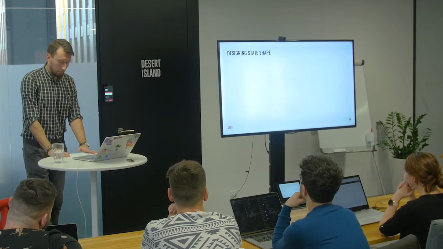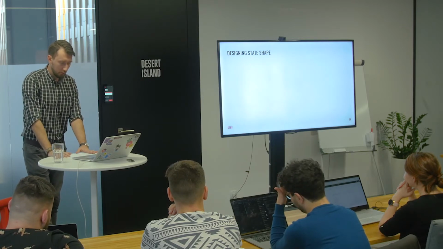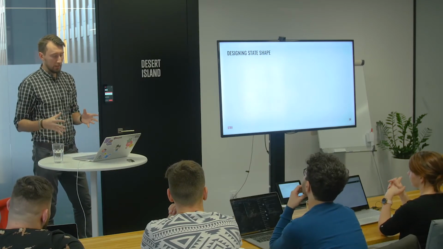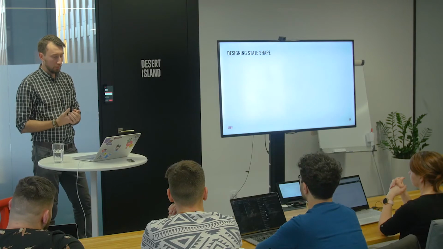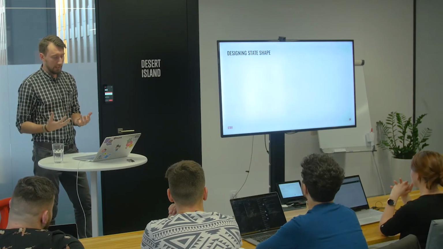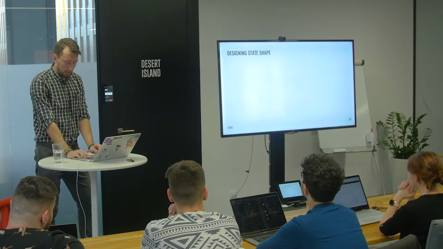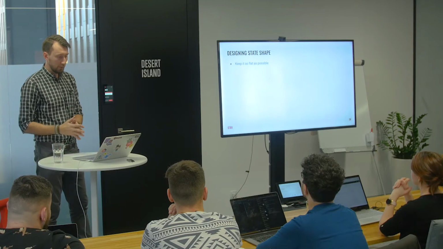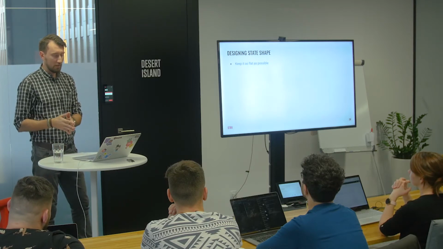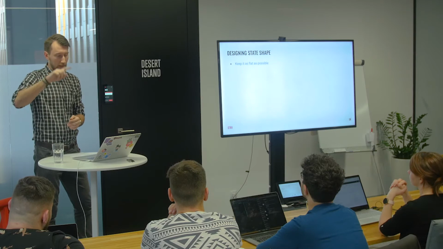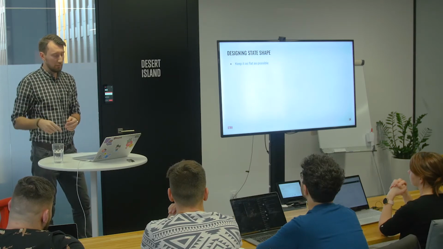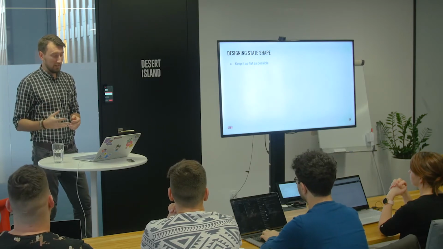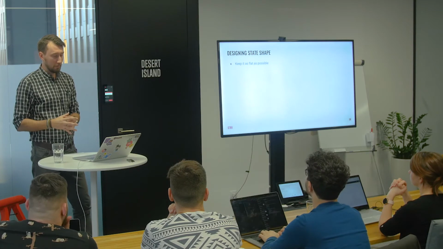All right, so the next question that you should ask yourself when working with Redux is how you should design the shape of your state. So what do you want your global state to look like? I have a few recommendations about this. The first one is you want to keep it as flat as possible. Try to avoid multiple levels of nesting in your objects, because otherwise changing the state without mutating is going to get really complicated.